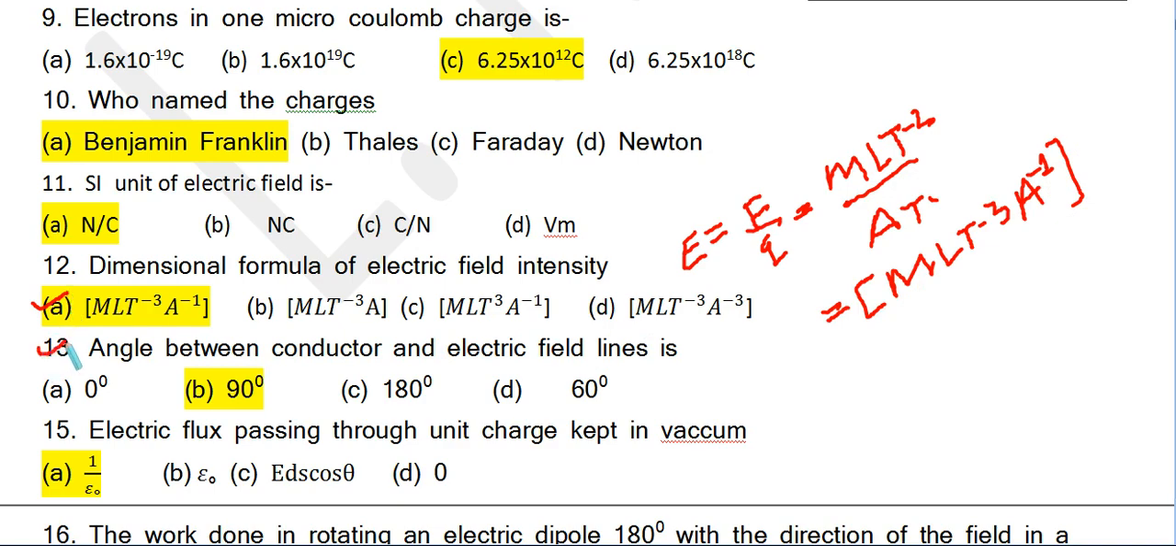Now question number 13. The angle between conductor and electric field lines is, electric field lines are always perpendicular to the conductor, so its angle is 90 degrees.